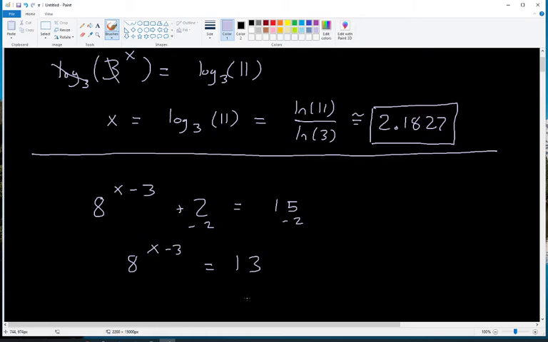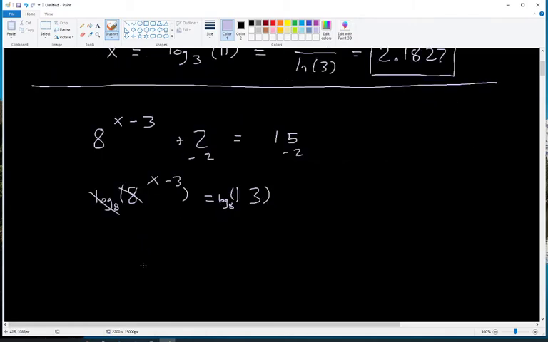And now I want to apply log base 8 to both sides of the equation, so I match my logarithm base to the exponential base. These are inverse functions, so they'll undo each other there. And we'll get x minus 3 equals log base 8 of 13. And then I just need to add the 3 across to get my x. So x is log base 8 of 13 plus 3.